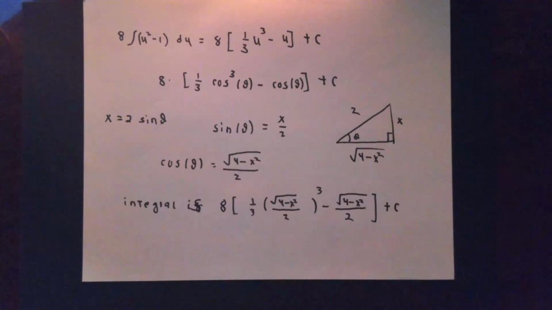Some people will expend a little bit more effort and from within the square brackets factor out a radical 4 minus x squared over 2 in an effort to make what remains look simpler. For our purposes, though, this will do. This is an integral of the thing that we started off with.